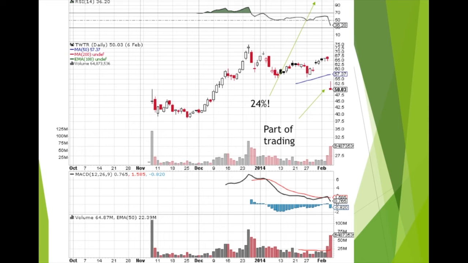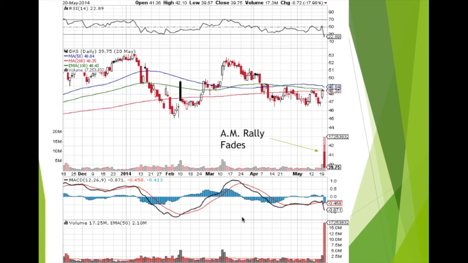This was Twitter. We showed this in the IPO course section. Everything's looking great. Oh, down 24% in one day. Stuff like that happens. It's part of trading. So here was a big gap down. Rose a little bit intraday and then fell down even further. Huge volume, part of trading. See Dick's Sporting Goods. We're on here around 48. Gap down here. A little bit of a rally here. And then down, closes at 39.75.